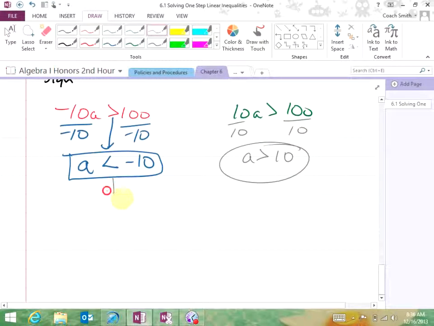So, if we check this, what is a number that is less than negative 10? Larry: negative 11. So if I plug that in, negative 10 times negative 11 is greater than 100. Negative 10 times negative 11 would give me a positive 110 that is greater than 100. So it does check.